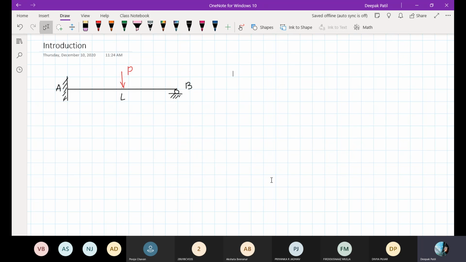After the Kani's method, they are introducing one more method called the flexibility matrix method, which is much easier than the first three modules. And then there is one more method, the stiffness matrix method, which is much easier than all other methods. The stiffness matrix method is the latest method which they are adopting nowadays in software also. After that, we have the finite element method and many more methods. So for your semester, the scope is only up to the stiffness matrix method.